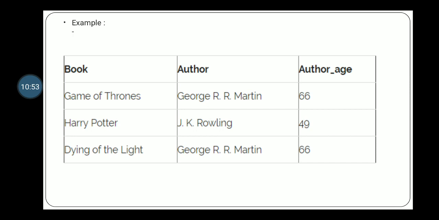Now, what is transitive functional dependency? Book tends to age is possible. From the book itself, we can find the age of the author. So this is what is transitive functional dependency.